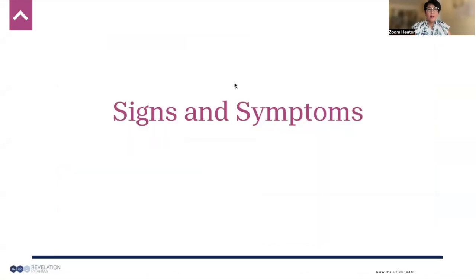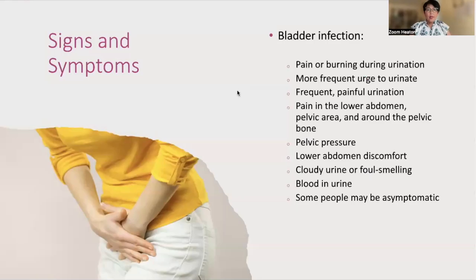Okay, now let's go into signs and symptoms. Some signs and symptoms of bladder infection: pain or burning during urination, more frequent urge to urinate, frequent painful urination, pain in the lower abdomen, pelvic area and around the pelvic bone, pelvic pressure, lower abdomen discomfort, cloudy urine or foul-smelling urine, blood in the urine, and some people may not have symptoms at all.